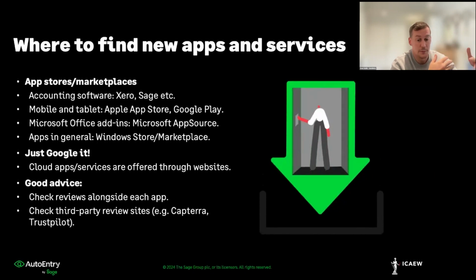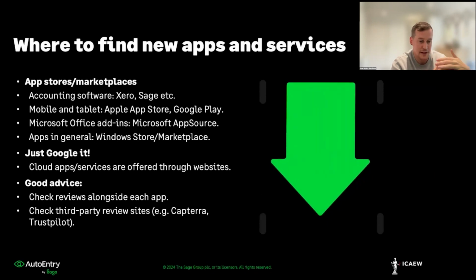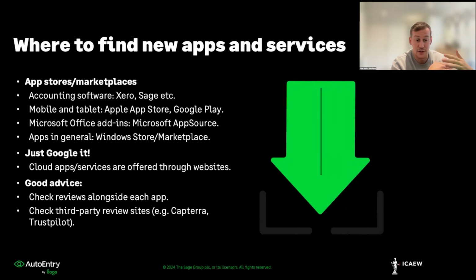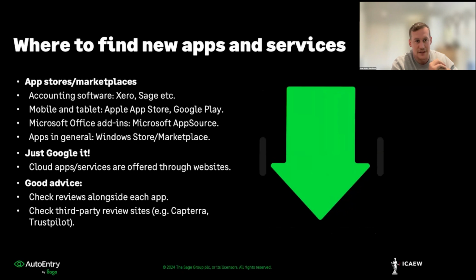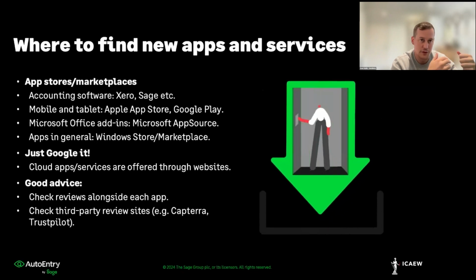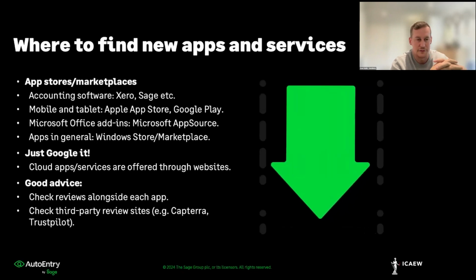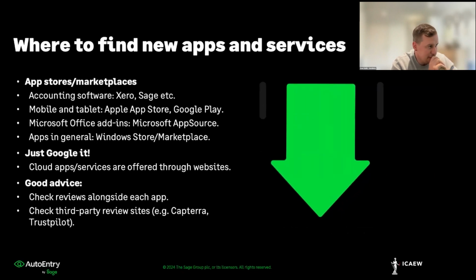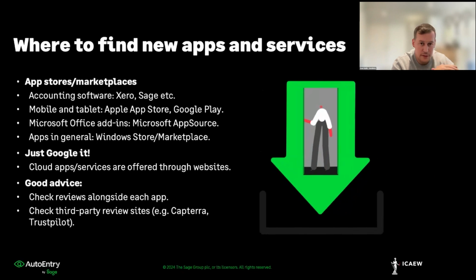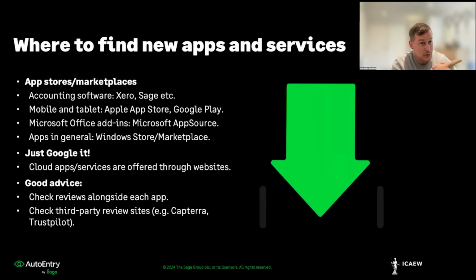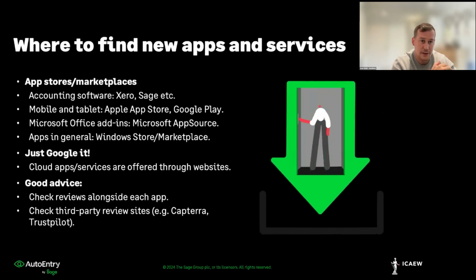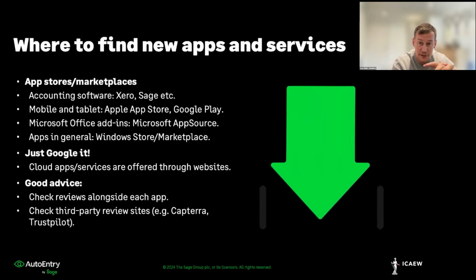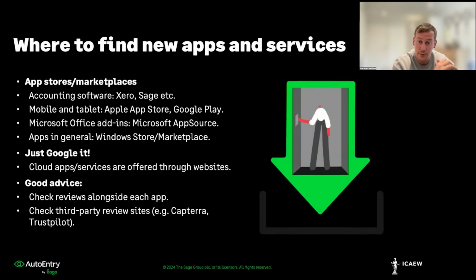And of course, to get on that list in that marketplace or app store, they usually have to pass certain requirements in terms of security and things like that. So it's a safe place to look, because you know that you're getting a minimum standard of service level from that vendor. Now, your major accounting software players in the market have a marketplace. Xero have one, Sage have one, QuickBooks will of course have one as well. That's a good place to look because they'll be industry specific, so it narrows the field of scope.